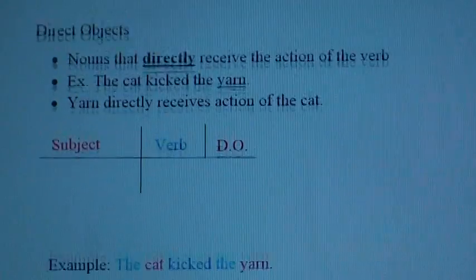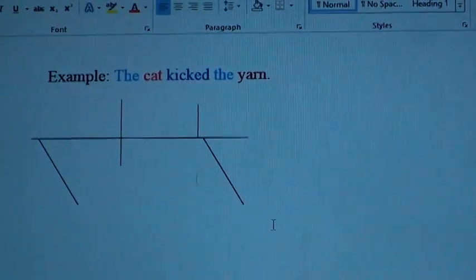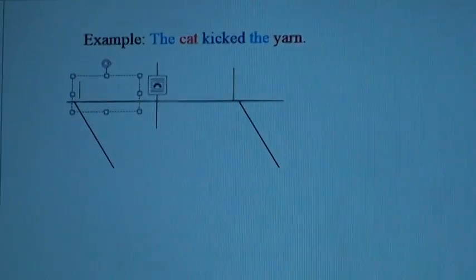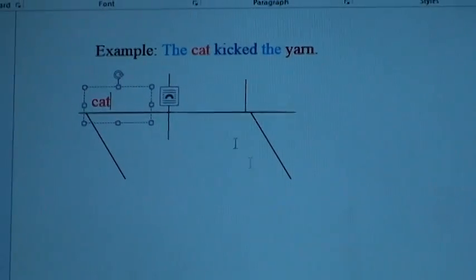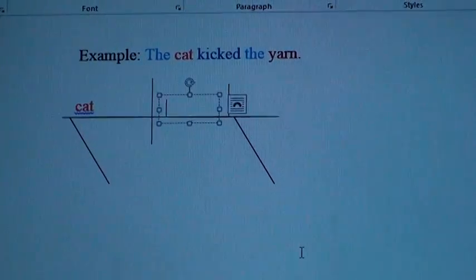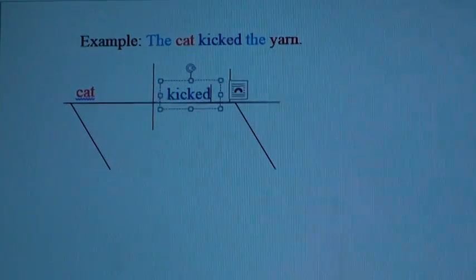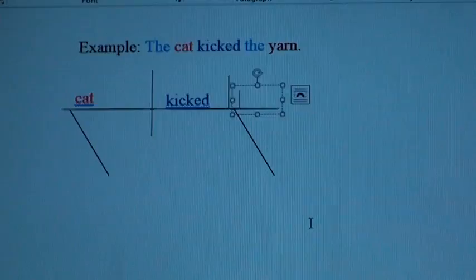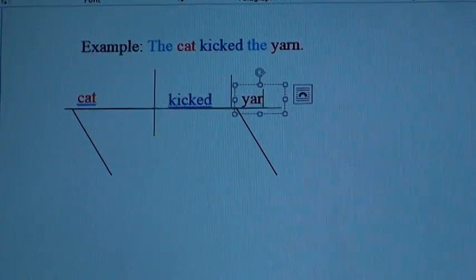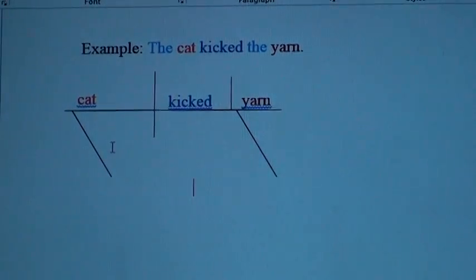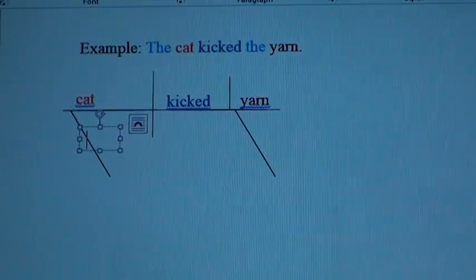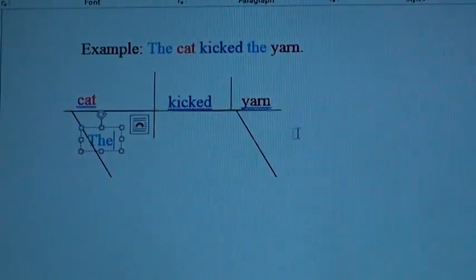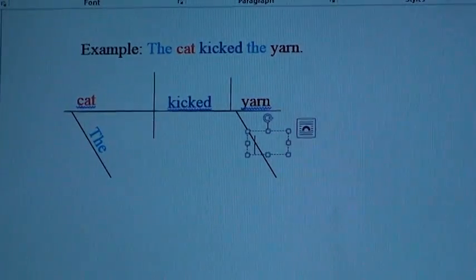Let's do an example. The cat kicked the yarn. We always want to start with our subject. Our subject in this sentence is cat because it performs the action. Our verb in this sentence is kicked. Our direct object, as we already discussed, is yarn because it directly receives the kicking action. Now we have two articles in our sentence. The specifies cat, and the also specifies yarn.